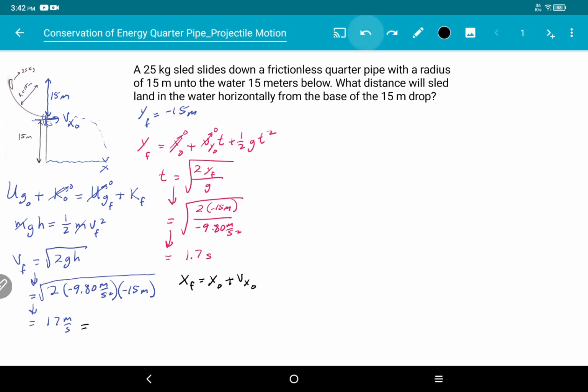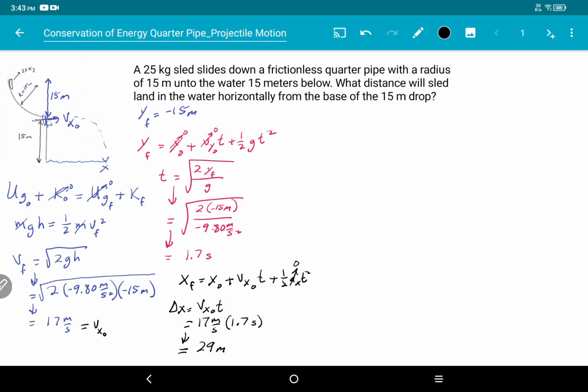Let's put Vx naught down there. See, it's the same thing. That exit velocity due to the potential energy at the top is the Vx naught. So t, which we just found out, plus 1/2 a x t squared. Well, there is no acceleration in the x component because in projectile motion the horizontal velocity is constant. So delta x is going to equal Vx naught t, which is going to equal 17 meters per second times 1.7 seconds. And that's going to give us 29 meters.